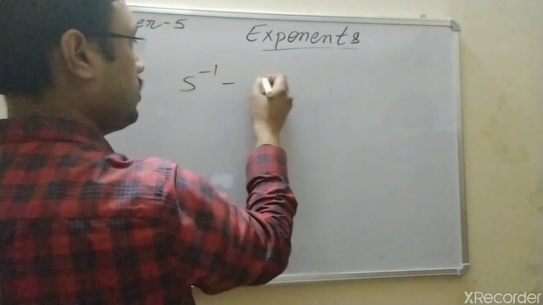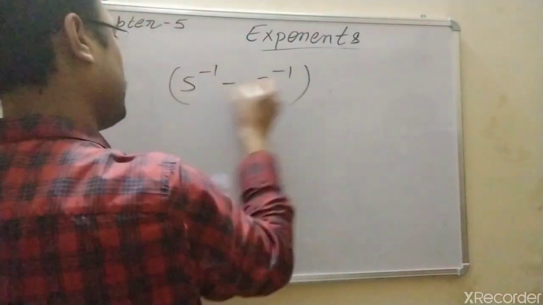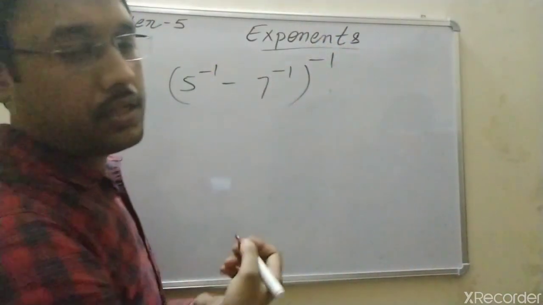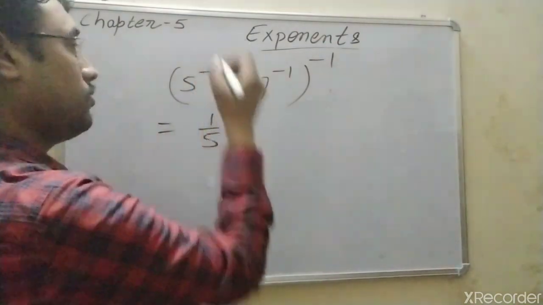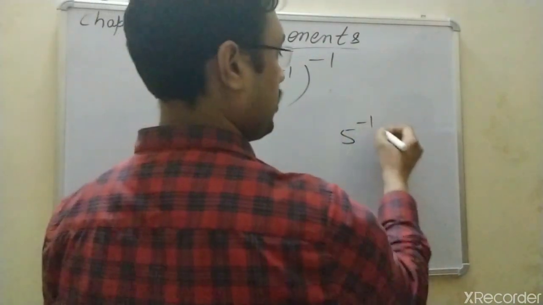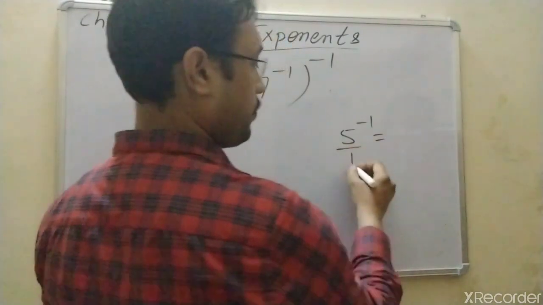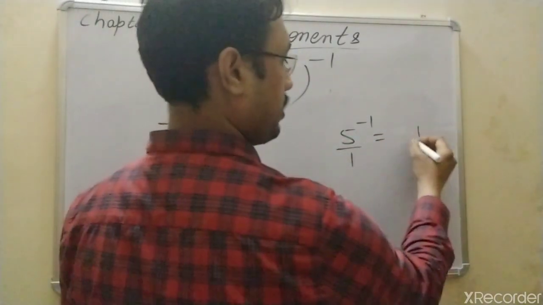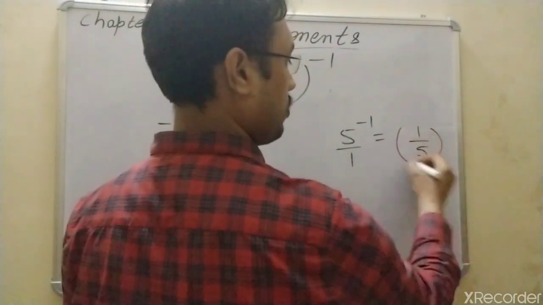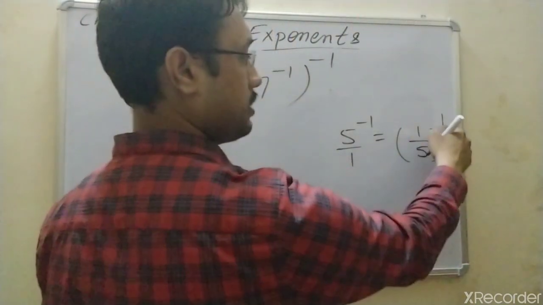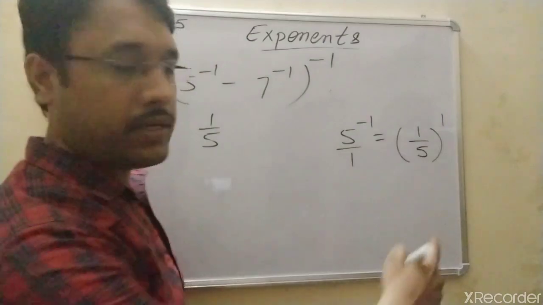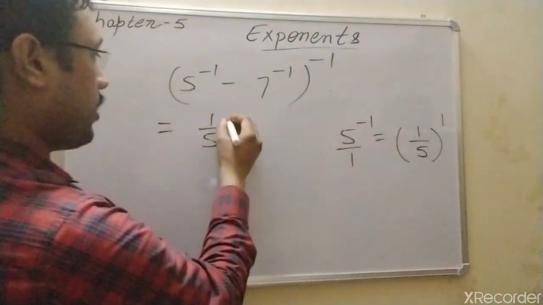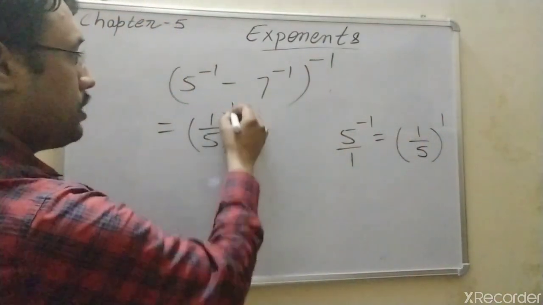Minus 1 minus 7 to the power minus 1, upon that you will give minus 1 power. This way, you will write that it is 1 by 5. Why? Because 5 to the power minus 1 means 5 is 5 by 1 here. Then you will make the base reciprocal, and the exponent sign changes from negative to positive. Then the base reciprocal is 1 by 5, and the power is 1 now.